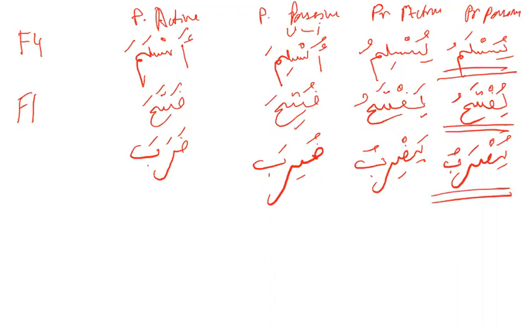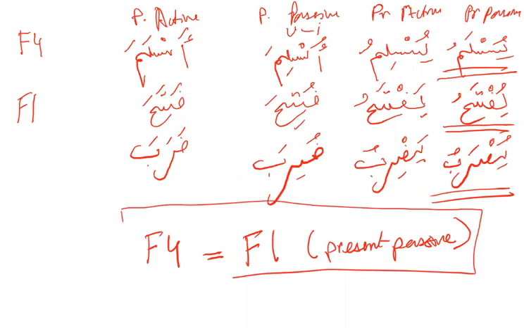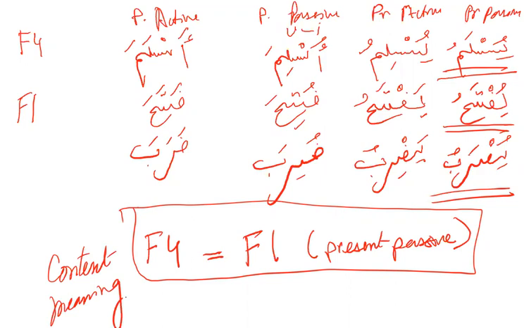Are they the same? Yes. So F4 is equal to F1 in present tense passive. This is where some confusion comes. How can we identify? Context. But the present active is not the same, right? No. All of the rest are different. Only in this it matches.